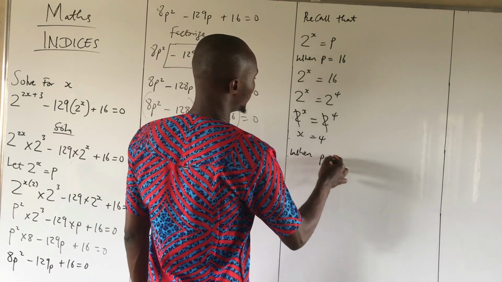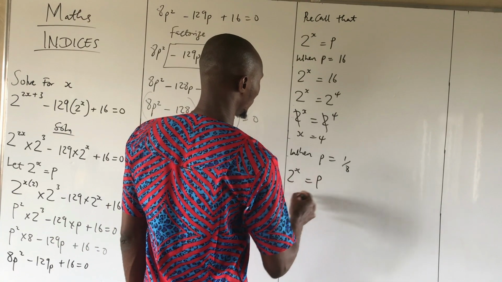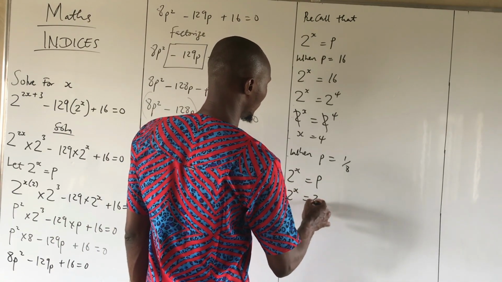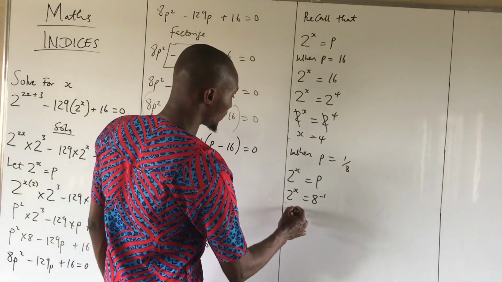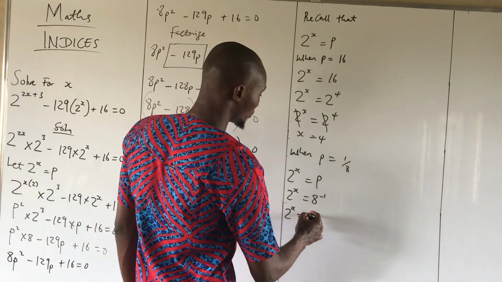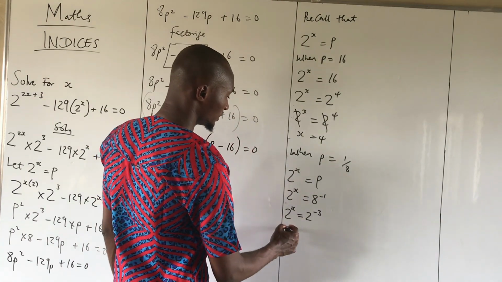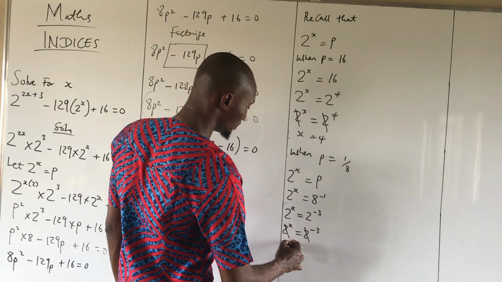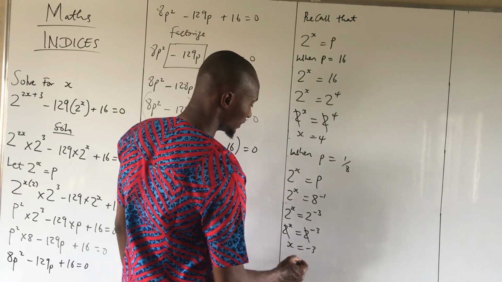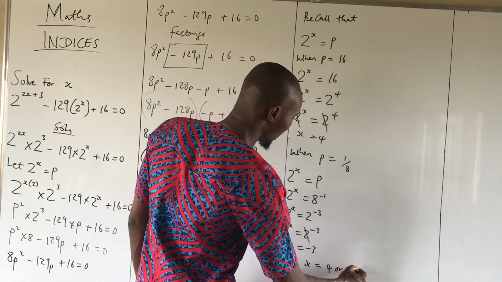When p equals 1 over 8, 2 raised power x equals 8 raised power minus 1, according to the negative index law. So 2 raised power x equals 1 over 8, which is 2 raised power minus 3. That means 2 raised power x equals 2 raised power minus 3. This cancels this, and x is equal to minus 3. Therefore, x equals 4 or minus 3.